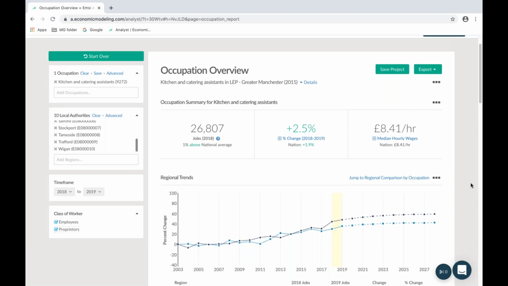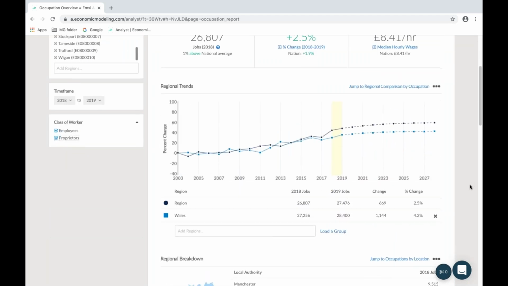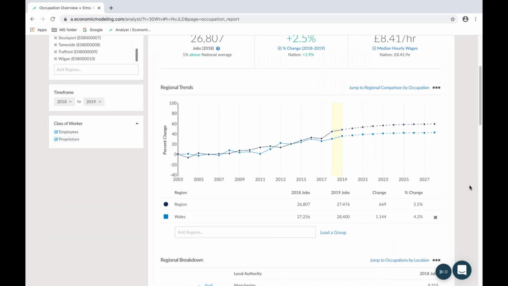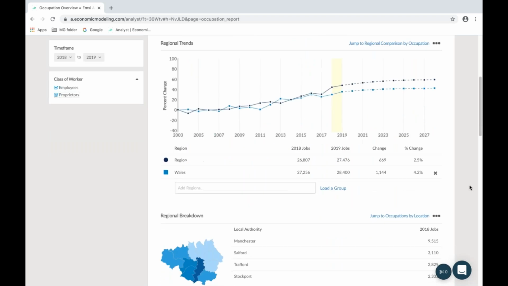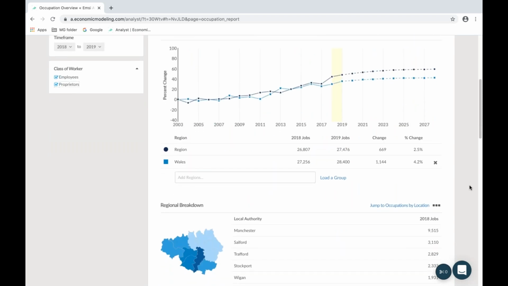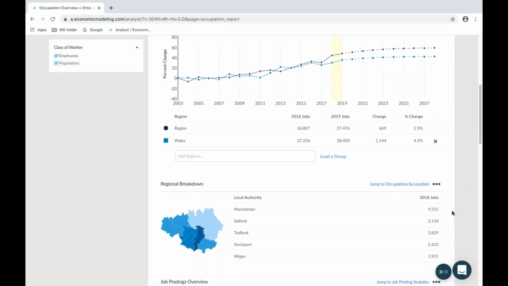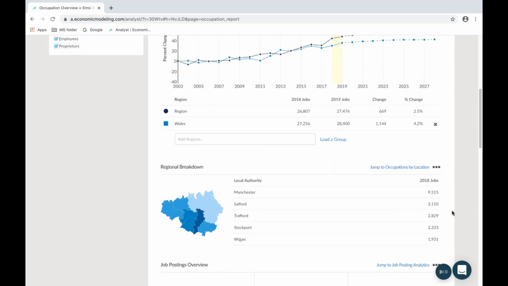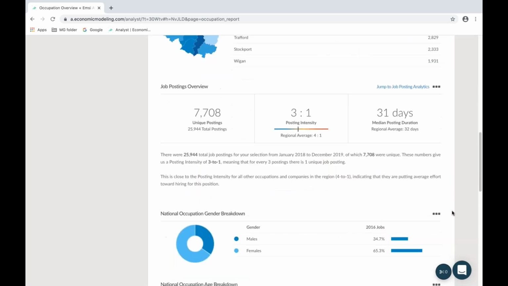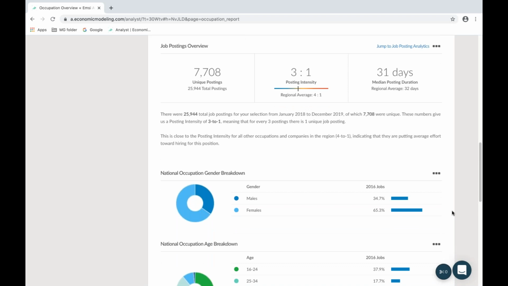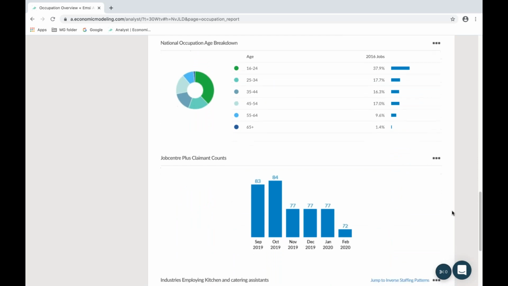So if we go down here, obviously we can see headline figures there, some very positive looking projections as to what will happen. It'd be interesting to see how that changes as new data sets potentially get included. We'll be looking into that as we go into autumn. Obviously, you can look at the regional breakdown in terms of jobs, the job posting overview, which we looked at on the previous report, gender breakdown, and national age breakdown, which is useful when considering skills needs.